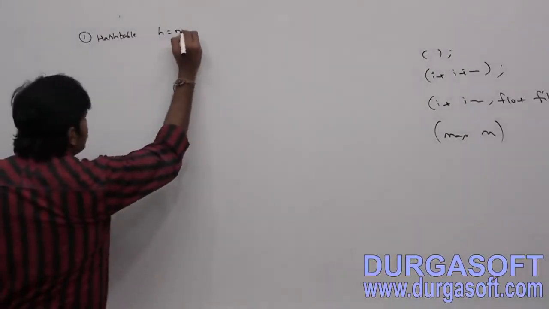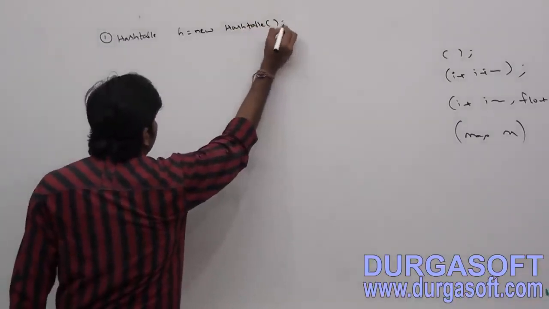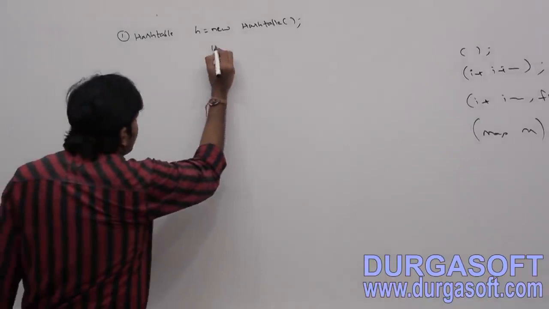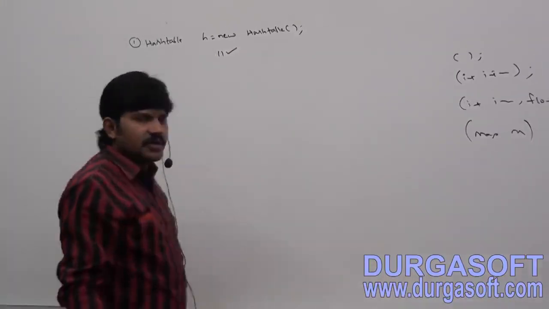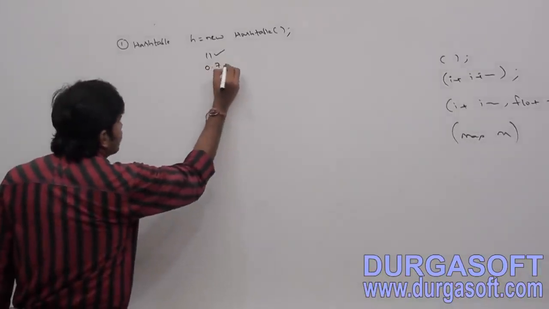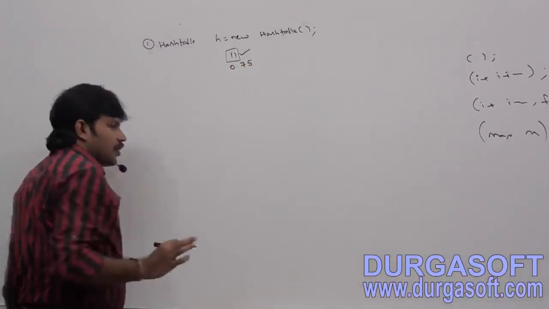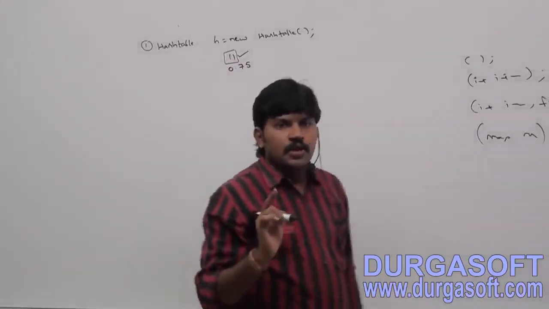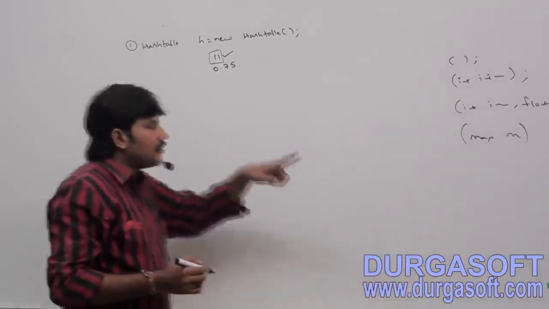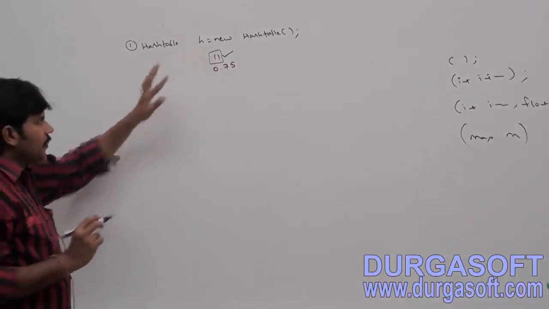Hash table h is equal to new hash table creates an empty hash table object with the default initial capacity 11 and the default fill ratio 0.75. Now here, have you observed? It is not 16. If it is hash set, 16; if it is hash map, 16; but if it is hash table, the default initial capacity is 11 only. Remember.